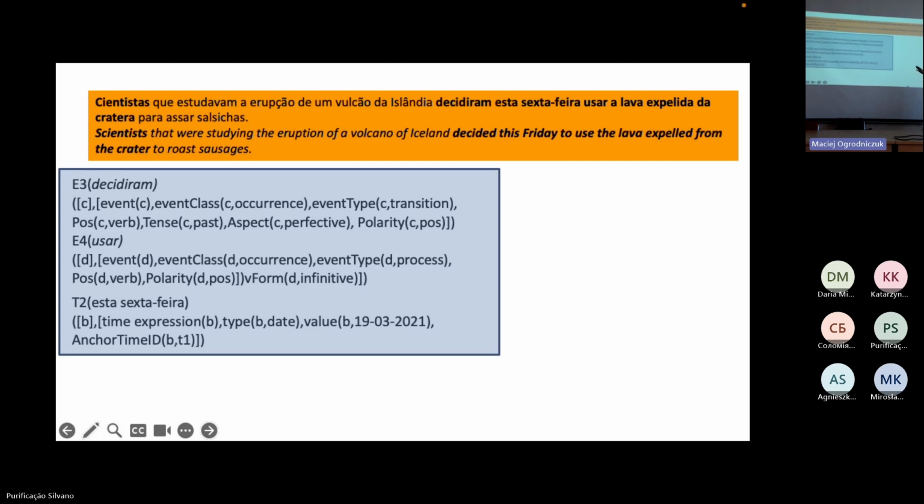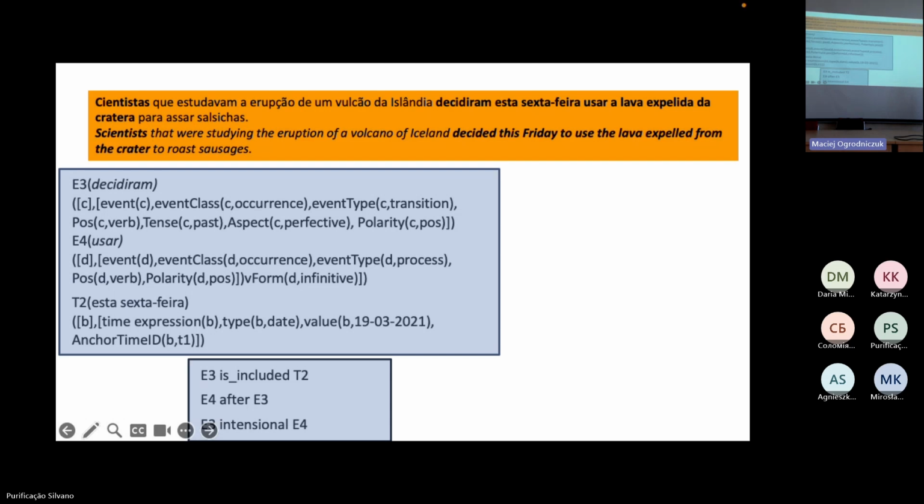For instance, decidiram, decided, is an occurrence of the aspectual type transition. It is in the past, it's perfective, and it is positive. And we did the same for all the events like used, and also for temporal expressions, in this case, this Friday. Okay, it is a date, and we annotated the value of the date and the anchor time. Okay, the next step was to identify temporal relations. So we see that, for instance, decide is included in the time expression this Friday.